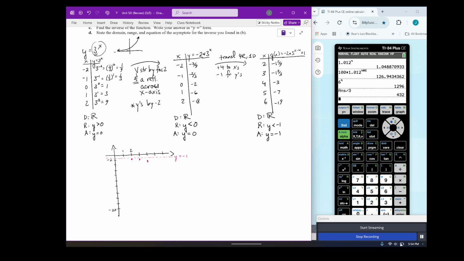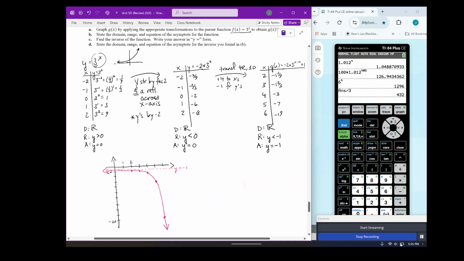5, -7 would be around here. And then 6, -19 would be down here somewhere. And so then you should be getting the feel of how this looks. It's going to hug the asymptote, go through our points, and curve downwards here like this. Okay. So this is the graph that answers part A.